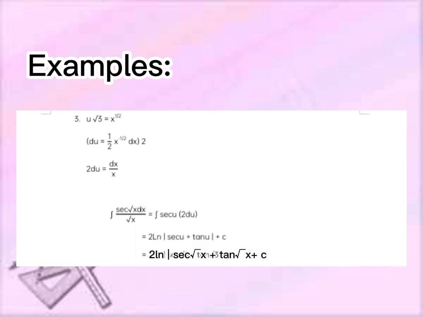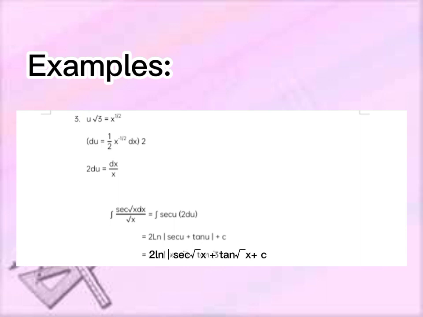So let's proceed to number 3. We have u is equal to the square root of x, that is equal to x raised to 1/2. Now du is equal to 1/2 x raised to negative 1/2 dx, multiplying by 2, that is equal to 2 du is equal to dx over x raised to 1/2. So the integration of secant of square root of x dx all over square root of x is equal to the integration of sec u times 2 du.